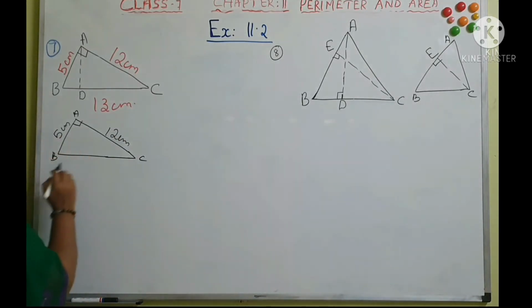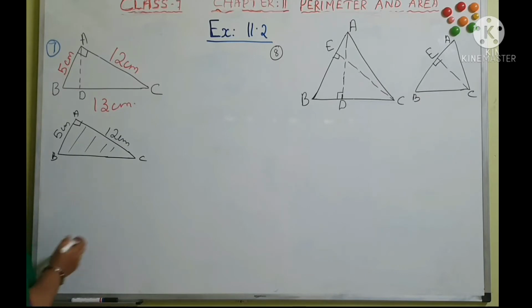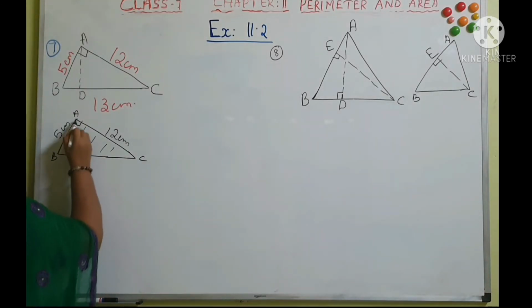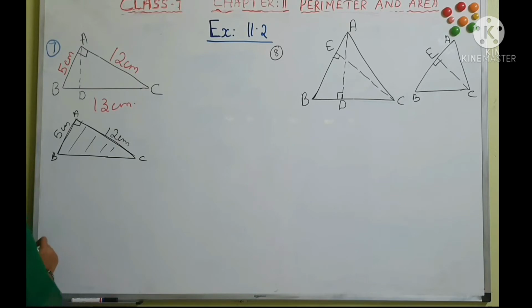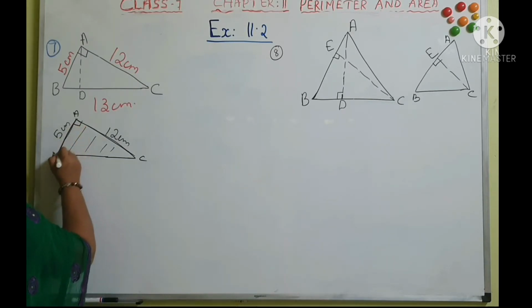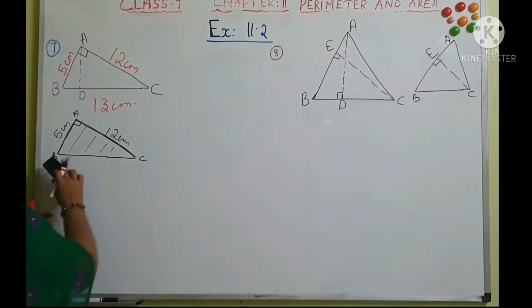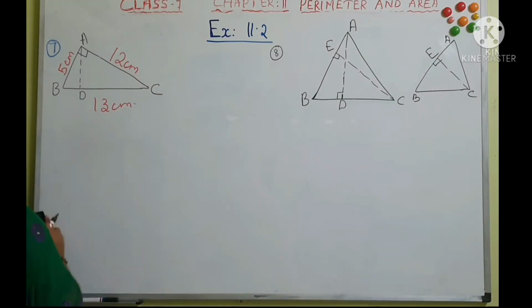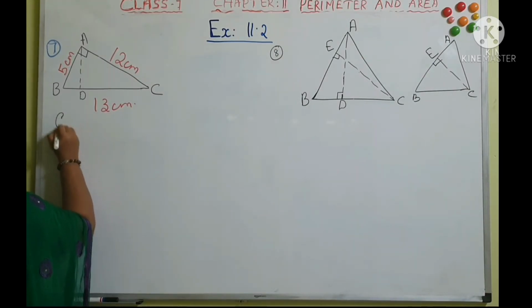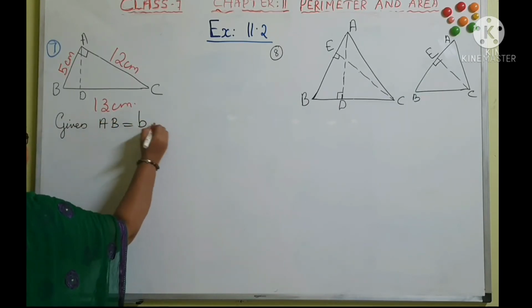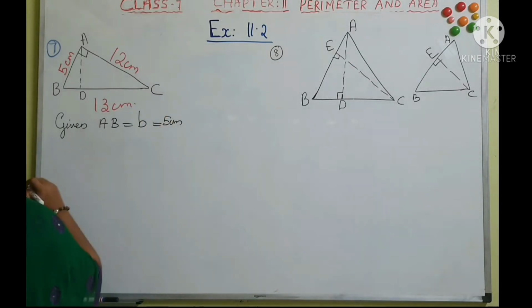So in this right angled triangle, the area is equal to half BH. Area of a right angled triangle is equal to half BH. Here AB is the base and AC is the height. If we take AB as the base, then AC is the height. So area of this triangle is half BH. Then first part, given AB, that is the base, is equal to 5 cm.